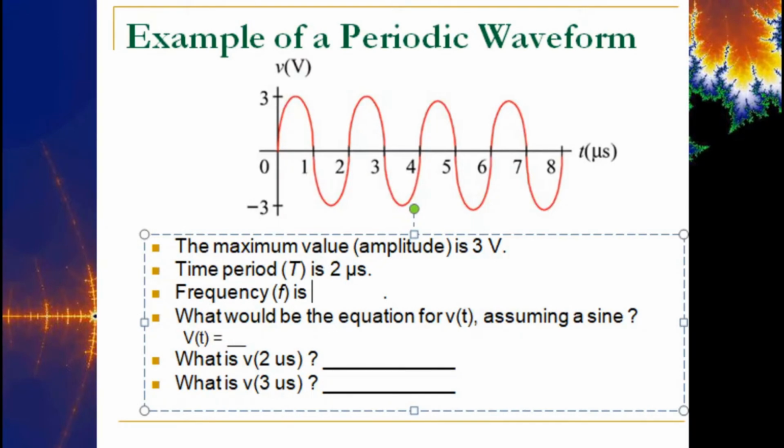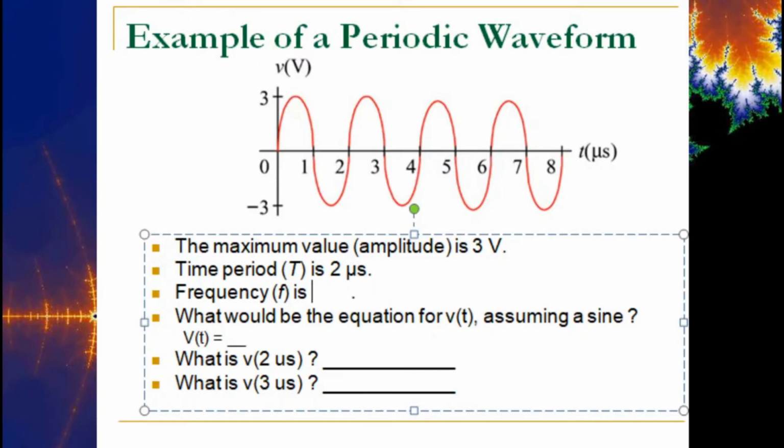Okay? So you're going to have some kind of V of t. Well, let's see. One complete cycle takes 2 microseconds, right? So the period is 2 microseconds. You can see that off the graph here. This says that these marks are in microseconds, and so it takes 2 of them to complete one cycle, then 2 more to complete the next cycle. So the frequency of this would be 1 divided by 2 microseconds.